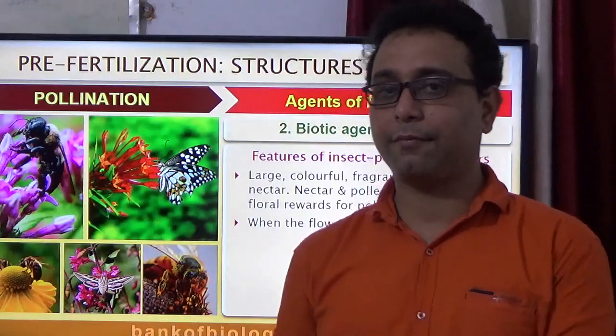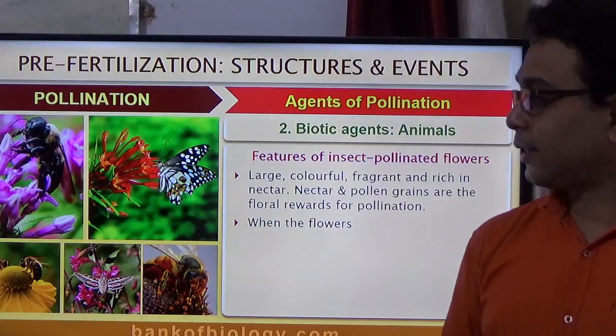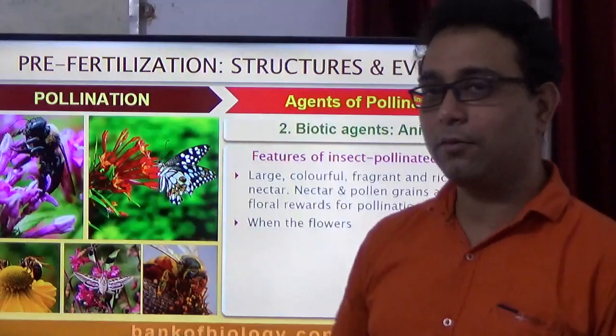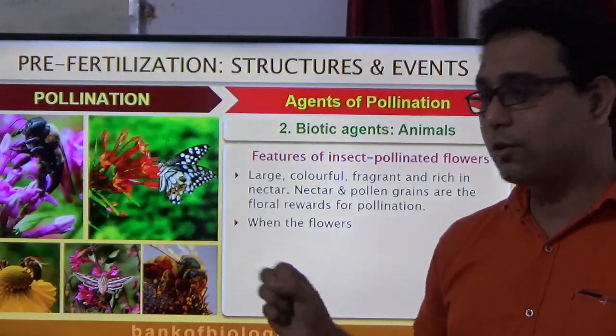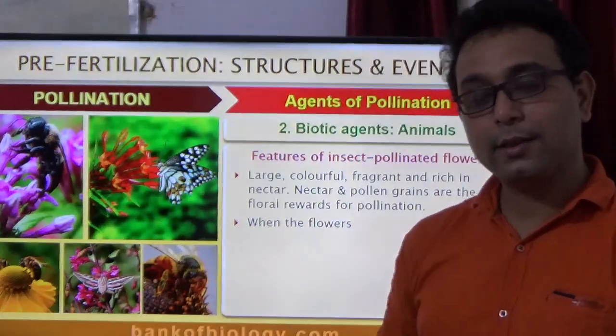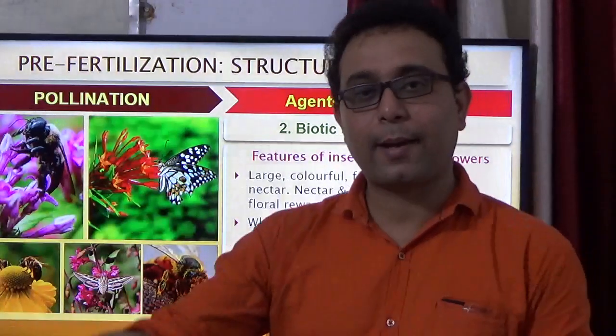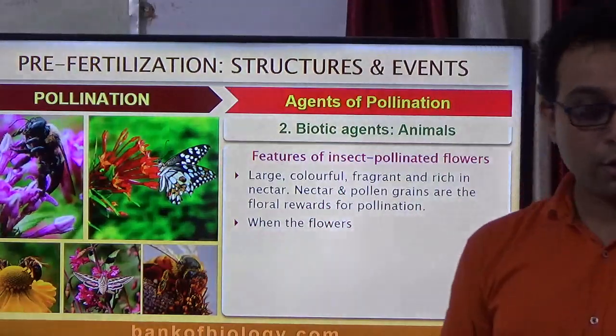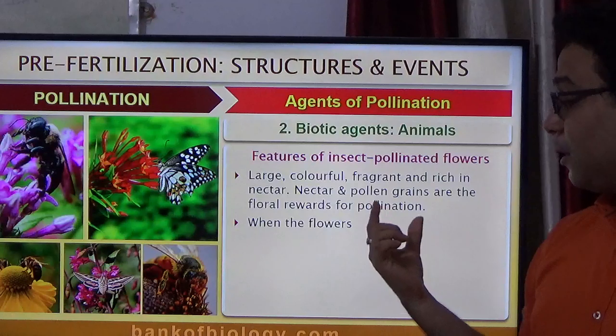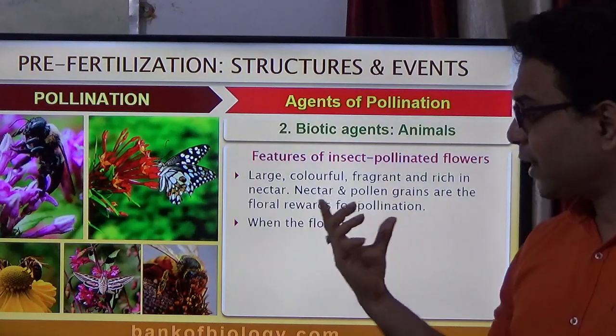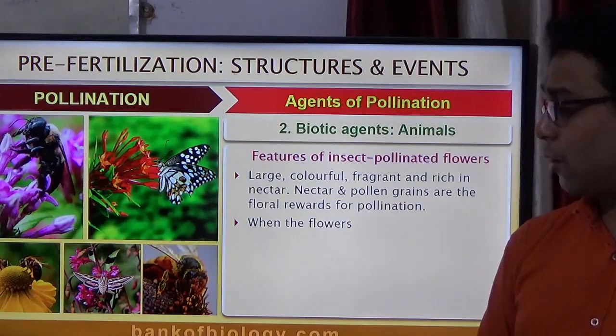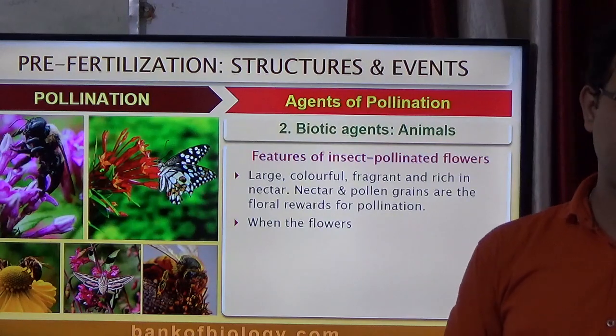Also the same thing is happening in the insect. When the insect comes to that flower, if they get a large amount of nectar, then they come back to that particular flower again. So ultimately the nectar and pollen grains are the floral rewards of pollination.